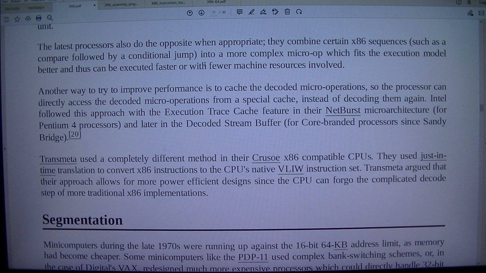Another way to try to improve performance is to cache the decoded micro-operations, so the processor can directly access the decoded micro-operations from a special cache, instead of decoding them again. Intel followed this approach with the execution trace cache feature in their NetBurst microarchitecture, for Pentium 4 processors, and later in the decoded stream buffer, for Core-branded processors since Sandy Bridge.